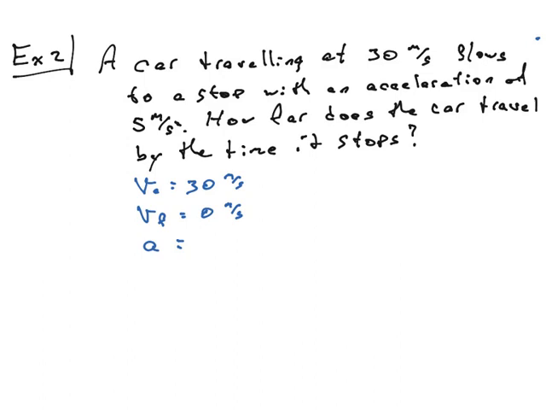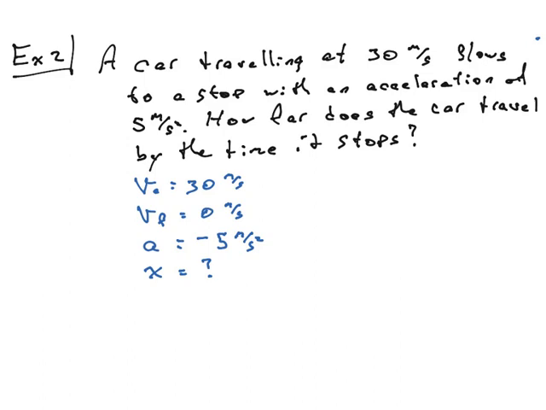So, here I'm told we're slowing to a stop with an acceleration of 5. That means our acceleration is minus 5 meters per second squared. So be very careful about that. All right. Next, how far does the car travel by the time it stops? Okay. So I'm looking for how far it goes. That's in distance. And that's what I have. I know the initial velocity, I know the final velocity, I know the acceleration, and I'm looking for a distance.